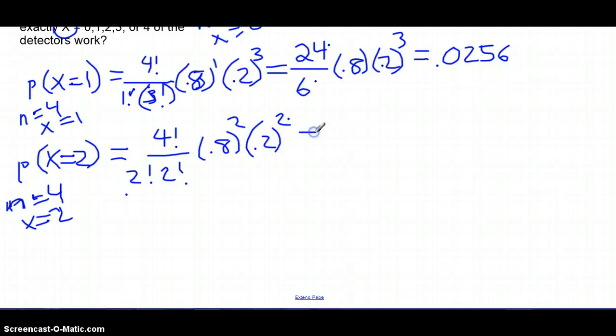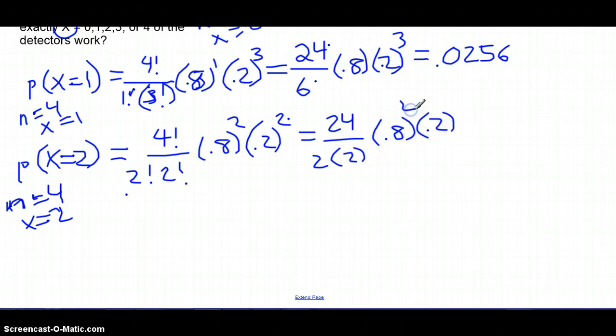So I have 24 over 2 times 2, which is going to wind up at 6. We have 6 ways of selecting 2 items out of 4, times 0.8 squared times 0.2 squared, which equals 0.1536. We can do the same thing for 3 and 4, so I'm going to work those out, and then we'll return.